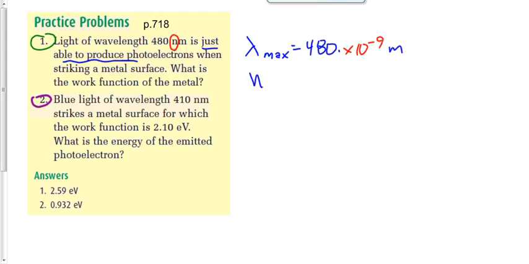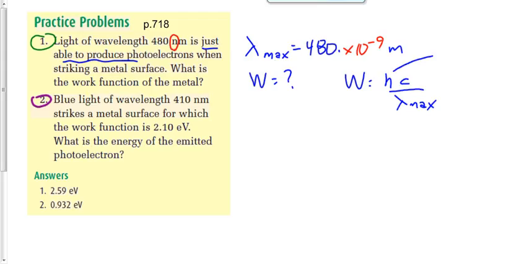We want to find the work function. That's all we got here. So what we're going to do in this question is just simply say W is equal to hc over lambda max. That make sense? Makes sense why that's the threshold value? Laura? Okay.